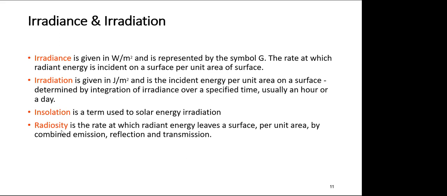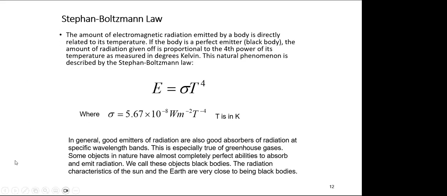Two other terms are insolation, how much energy is received by the solar, and radiosity, the rate of radiant energy given from a surface per given area. You have to remember these terminologies. We are going to use them in our lessons, calculations and definitions. Those are the main terminologies we use here.